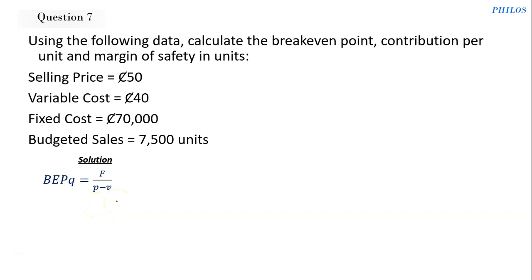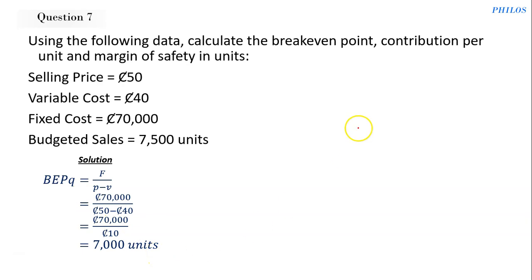So let's do the substitution. That will give us 70,000 divided by 50 minus 40. And 50 minus 40 will give you what? 10. And 70,000 divided by 10 should give you what? 7,000 units. So the break-even point in units is 7,000 units.